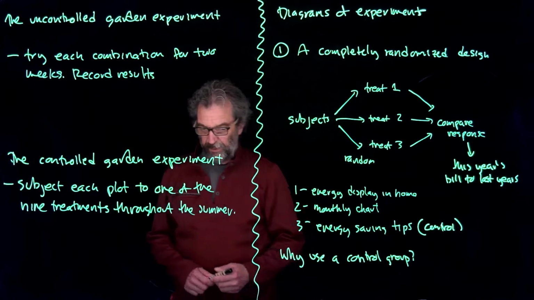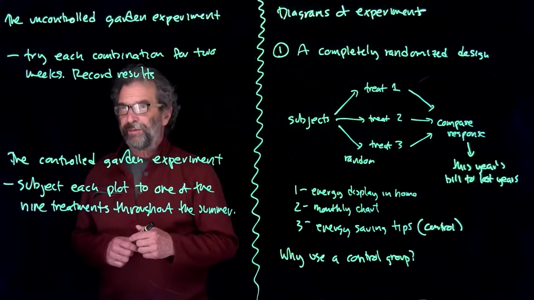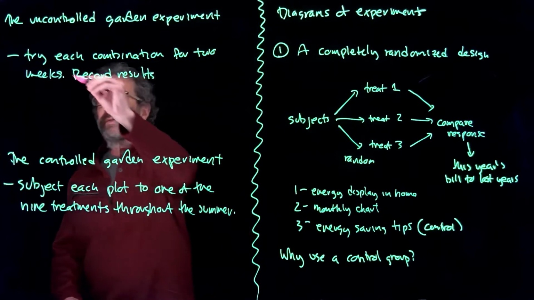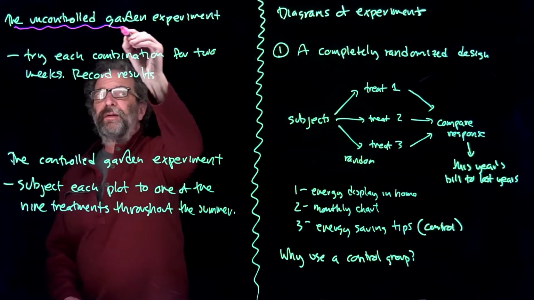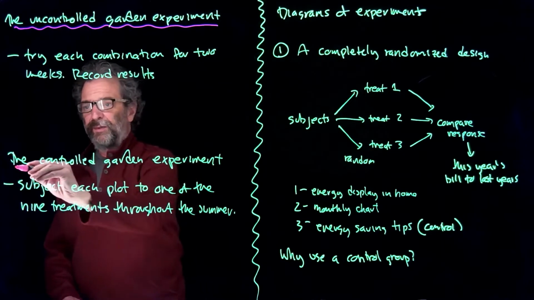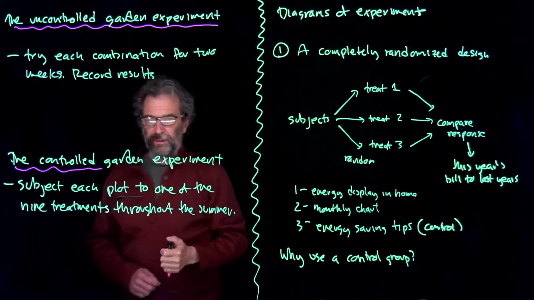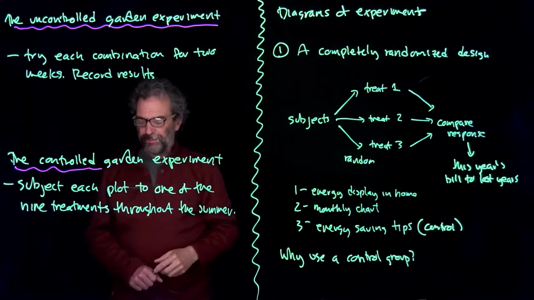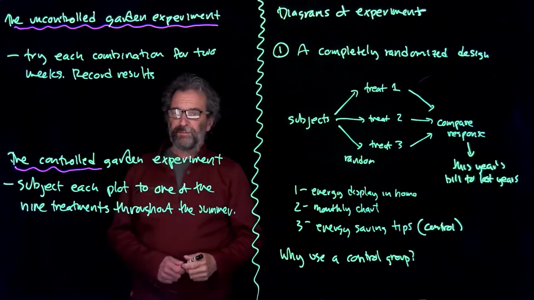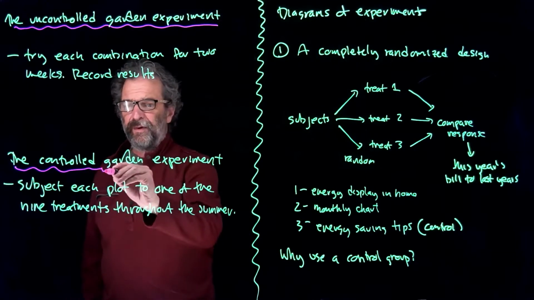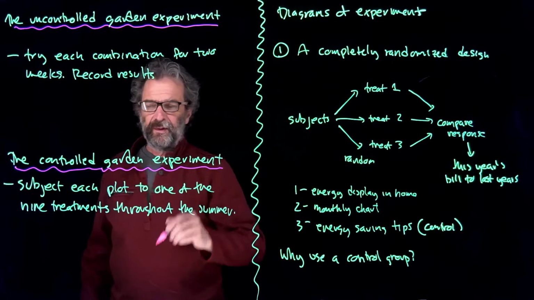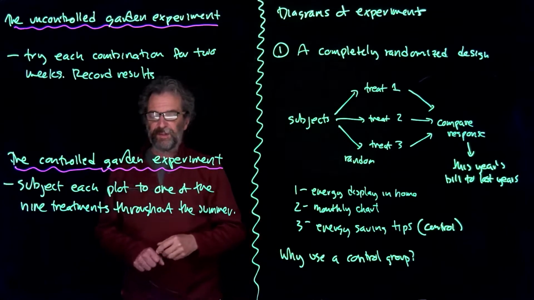Okay, so we're going to talk about two different ways you might carry out the garden experiment, an uncontrolled way and a controlled way. Controlled experiments are trying to minimize the impact of lurking variables, unmeasured variables, or measured variables that you can't control the values of.